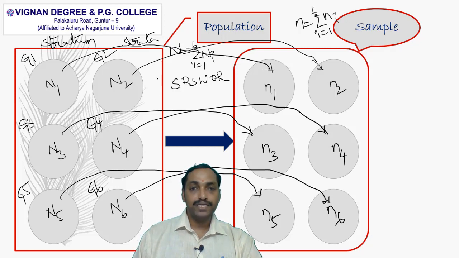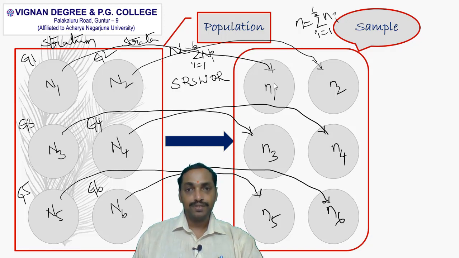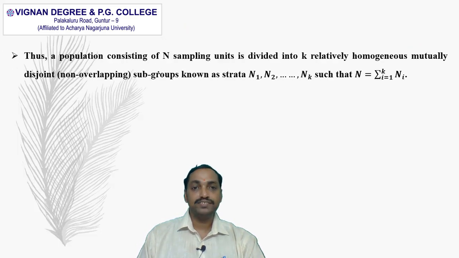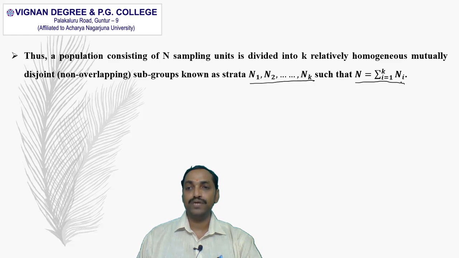So by dividing the population, the selection of a sample by dividing the population into subgroups is called stratified random sampling. Thus, a population consisting of capital N sampling units is divided into k relatively homogeneous, mutually disjoint subgroups known as strata of sizes capital N1, capital N2 and so on up to capital Nk, such that capital N is equal to the summation of Ni, i equal to 1 to k.